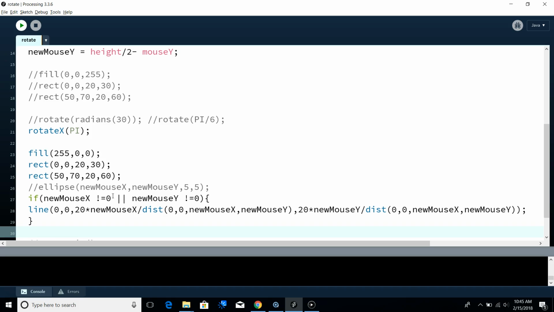You guys see that? So this should execute. If the mouse x isn't 0, it'll execute. Or if the mouse y isn't 0, it'll execute. So as long as one of them isn't 0, this will work. See that? I'm dividing by the distance between 0, 0 and the mouse x, mouse y. So the only time that distance is 0 is if they're both 0. You guys with me on that? Okay, so let's try it now.